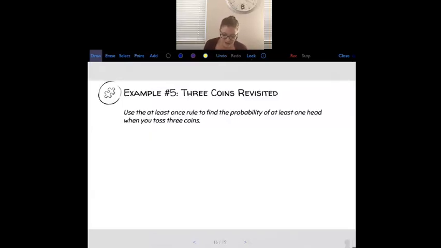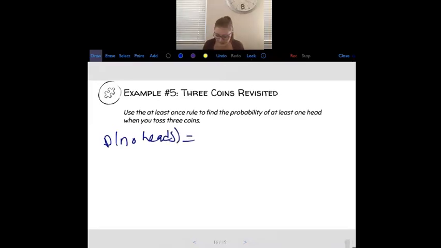Okay. So 3 coins again. So use the at least once rule to find the probability that at least 1 head when you toss 3 coins. So at least 1, the reason why it's easier to do the 1 minus or the complement is because at least 1 means you could get 1 heads, 2 heads, or 3 heads. It's not so bad when we're flipping a coin 3 times, but if we have like 9 or 10 trials or something higher, this is going to be a little bit easier. Okay, so rather than starting off directly calculating the probability of at least 1 heads, let's calculate the probability of no heads.